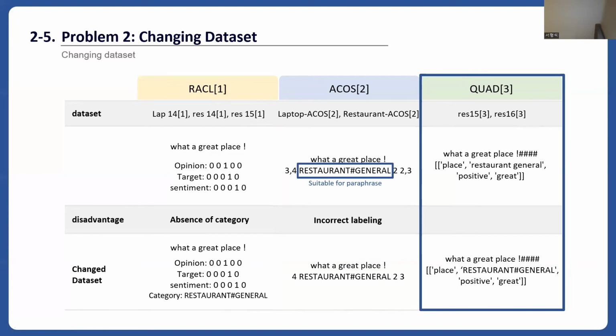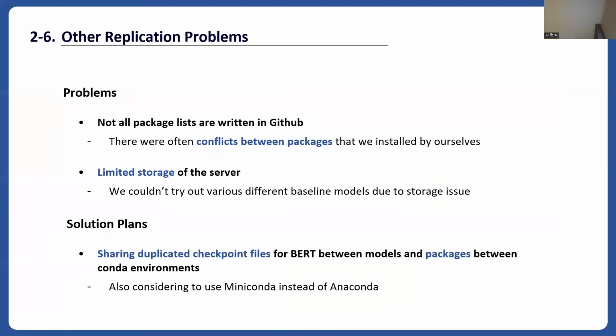We have written the process of converting data to fit each model in code and rechecked the performance of the existing model with the changed data. These are some other problems we faced during the replication process. There were conflicts between packages that were not specified by the authors of the paper. Also, due to the limited storage of the server, we could not try out different baseline models. To solve these problems, we would like to minimize the storage usage by sharing duplicate files or packages between Conda environments. Also, we are considering using Miniconda instead of Anaconda to reduce the size.